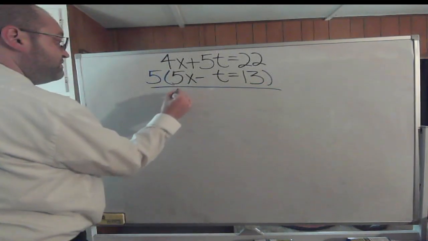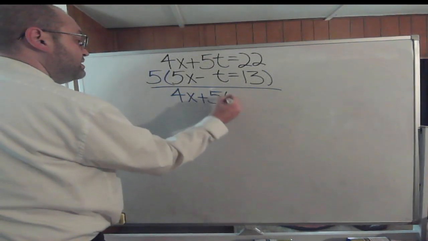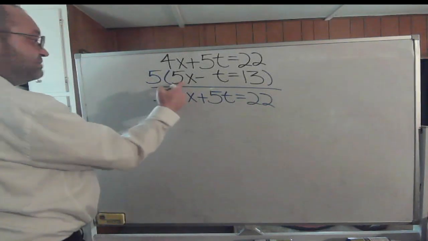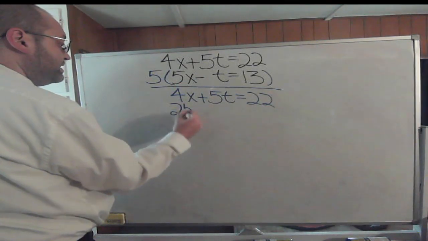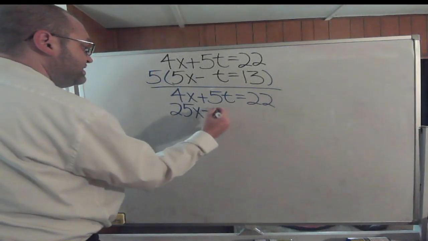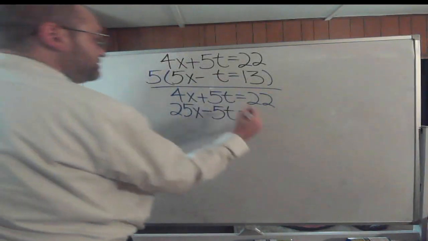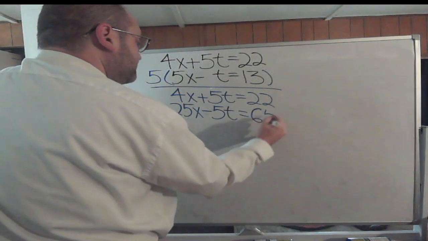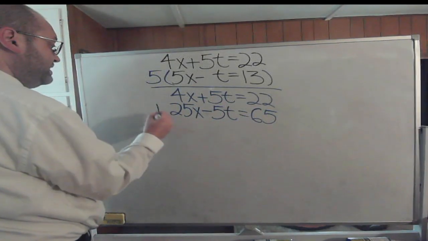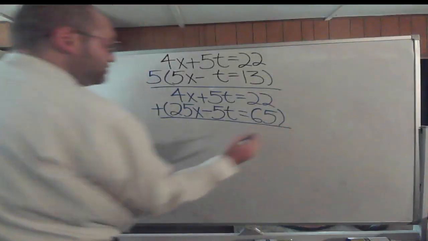So you'll still have 4x plus 5t equals 22. But 5 times 5x, that's 25x. Then 5 times negative t, that's minus 5t. That would equal 5 times 13, which is 65. Well, we have a 5t and a negative 5t, so we could add the second equation to the first and temporarily cancel out the t variable.